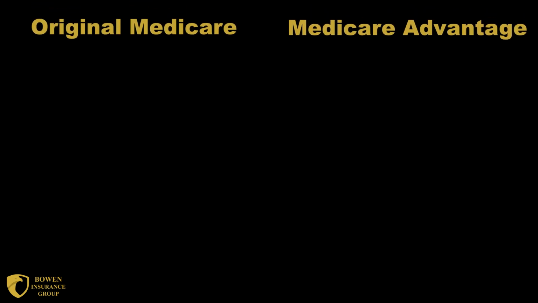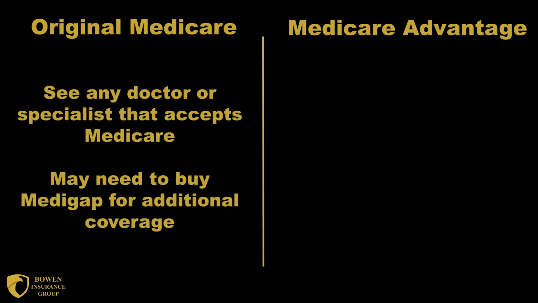One of the most important decisions in this process is whether to enroll in original Medicare or a Medicare Advantage plan. Both have pros and cons, and understanding the difference is key. With original Medicare, clients can see any doctor or specialist who accepts Medicare, but they may need to buy additional coverage, like a Medigap policy, to help cover out-of-pocket costs.